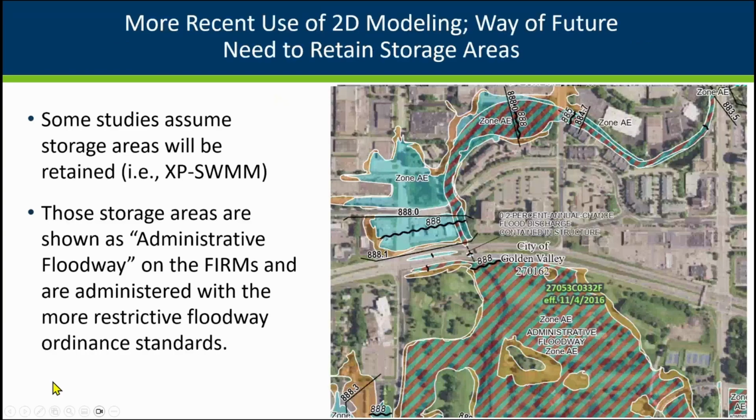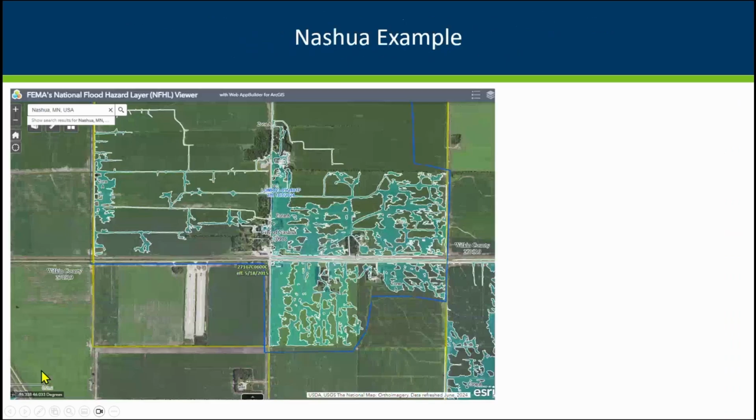So moving on, some of our past use of 2D types of modeling are in the metro area. We've got some of the watersheds that did use 2D modeling, swim models there. And in those cases, we were showing areas that needed to be saved as storage as administrative floodway, so that when alterations were made there, we were looking at the right modeling and making sure that any work happening in that area wasn't taking away that storage that was assumed in the modeling. But now we're getting into a lot of other kinds of situations.